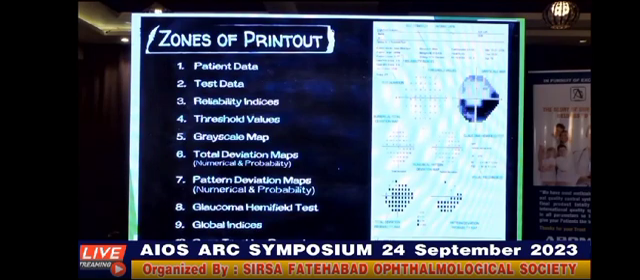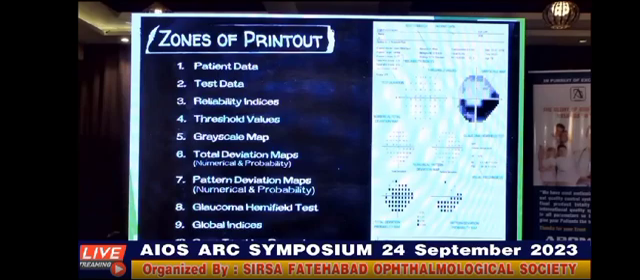Now, just having a look at the zones of the printout of a Humphrey. First we look at the patient data and the test data. This constitutes the reproducibility of the visual fields. Moving on to the reliability, the threshold values, the grayscale map, total deviation map, pattern standard deviation maps, the glaucoma hemifield test, global indices, and lastly the gaze tracking record. This is for a Humphrey.